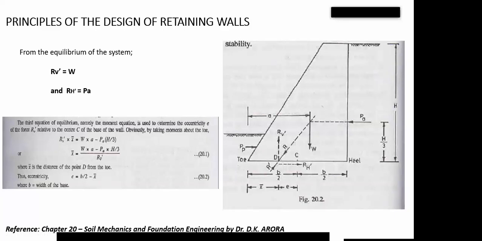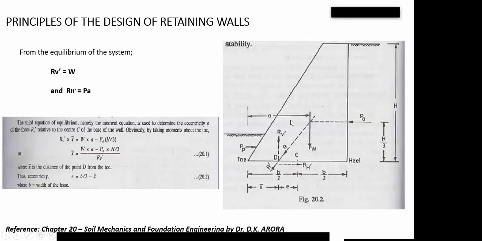Now, if we take moment about point C, this point C, center of the wall. If you take moment, RV and RH, you will not take moment of RH because the line of action goes through the point, so that is 0. RV will take moment about that point. That will be RV times, I think we are taking moment about the toe. Yes, about the toe. That will be RV times X.